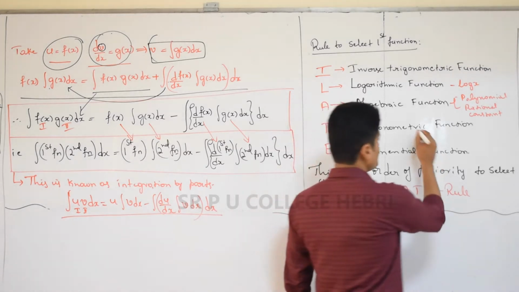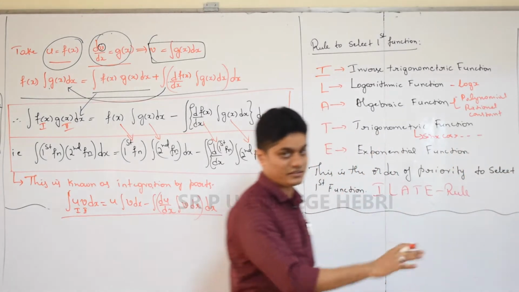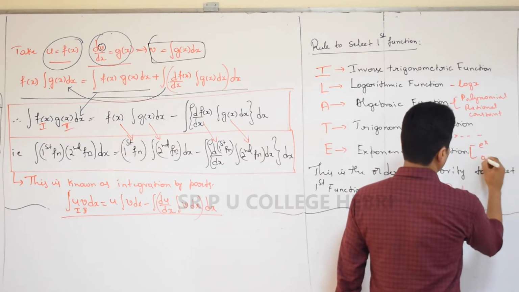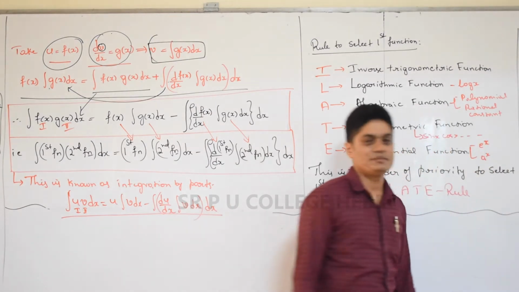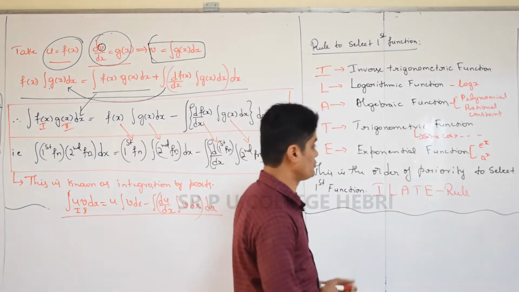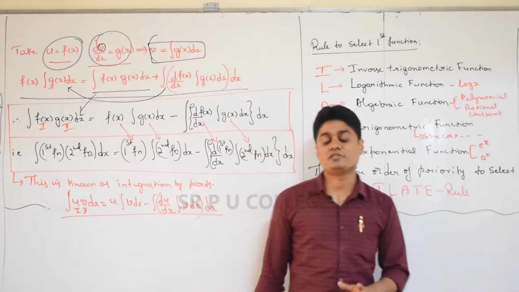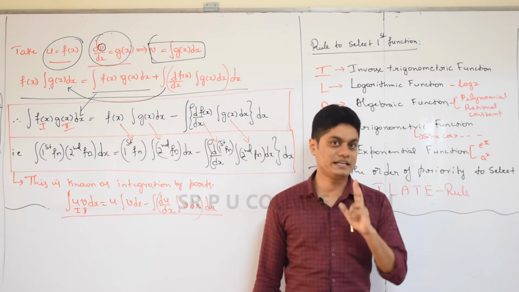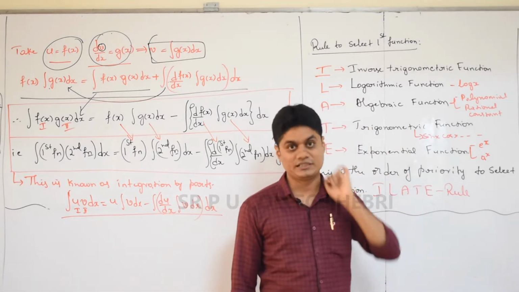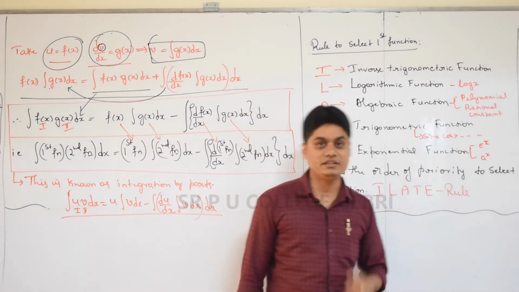Trigonometric functions, you know: sin x, cos x, tan x, all 6 trigonometric functions come. Exponential function means e power x or a power x. The function of the type e power x and a power x will be considered as an exponential function. So these two types of function come under the exponential function. According to this rule, exponential function is always the second function, and inverse trigonometric function is always the first function. So please remember that. Inverse trigonometric function will always be the first function, exponential function will always be the second function.